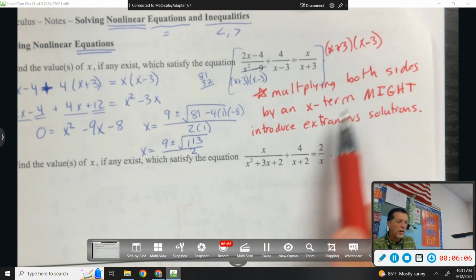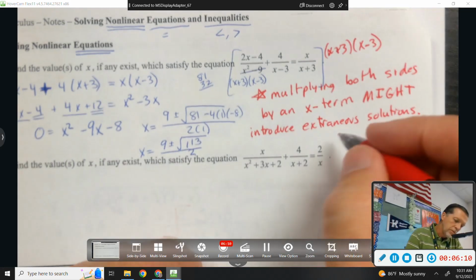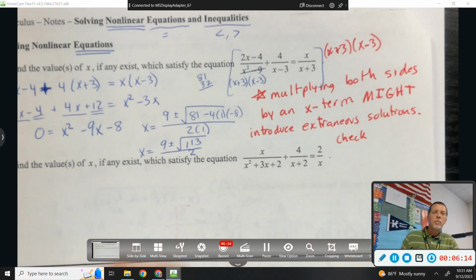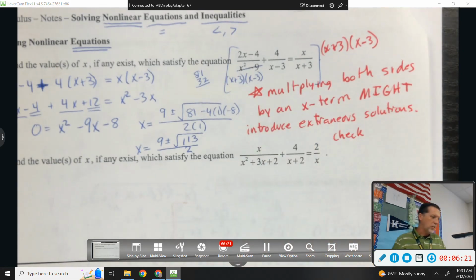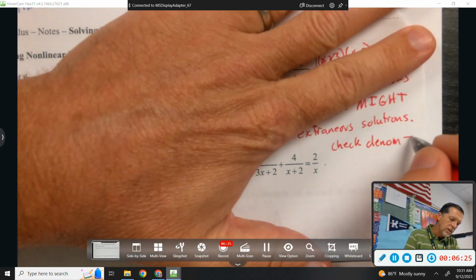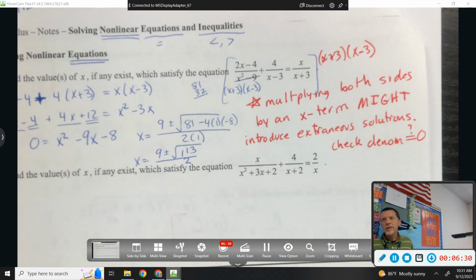When you multiply by an x term, it might happen. And how you check it, first of all, you must check it, so you got to check it. But the good news is you don't have to check everything. You don't have to plug it in and do all of the work that would be required to make sure it works for sure. All you're really doing is checking to see if the denominator equals 0. Because if the denominator equals 0, you can't do that, so you have to throw it out. So the check is a really easy check.